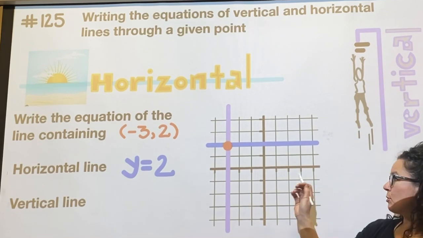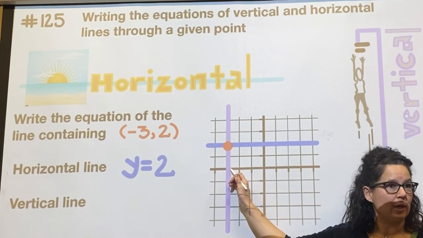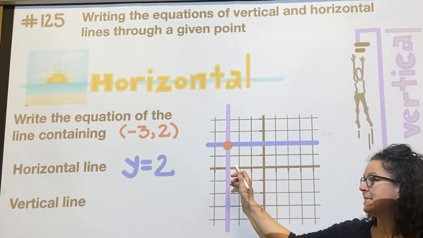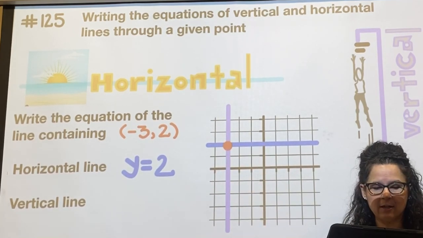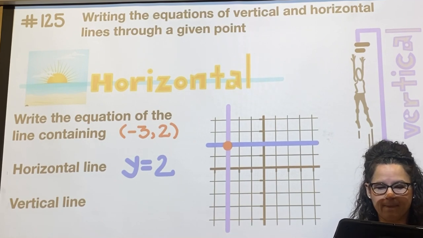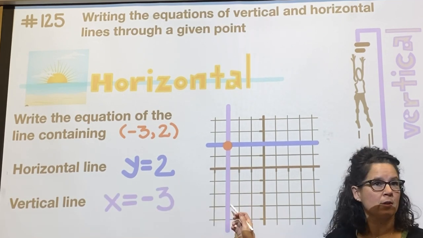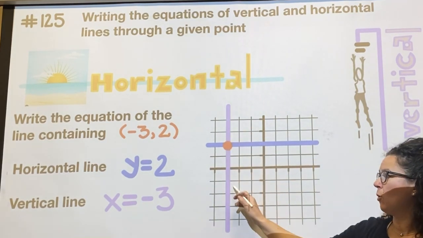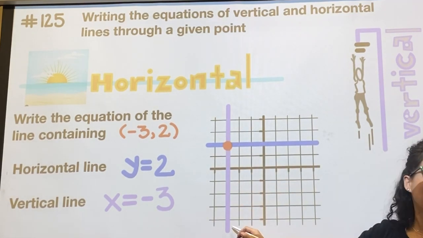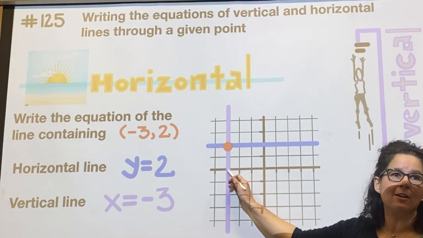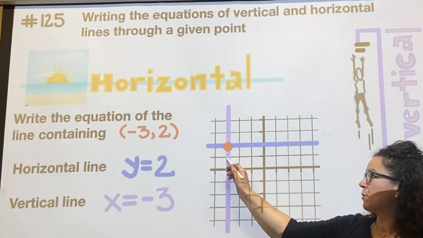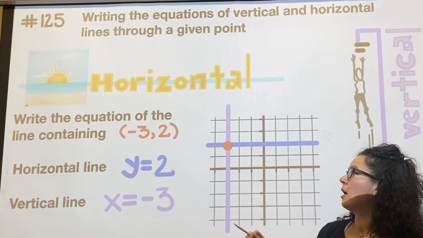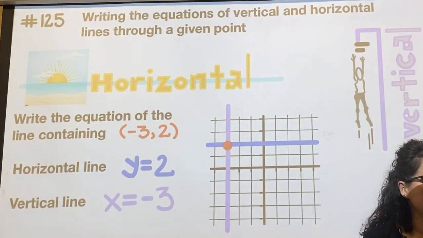Okay, then for the vertical line, if I draw a vertical line through this point, it's slicing through the x-axis at -3. And so the equation of this vertical line is x equals -3. If you investigate that a little bit further, every single point on this line, the x is -3. This is -3 comma 0, -3 comma 1, -3 comma 2, -3 comma 3, and so on.